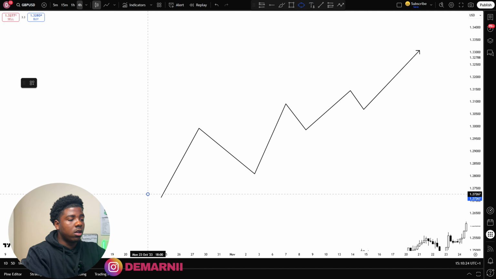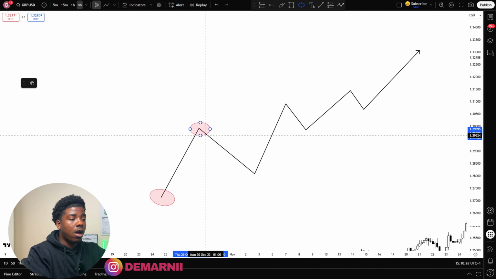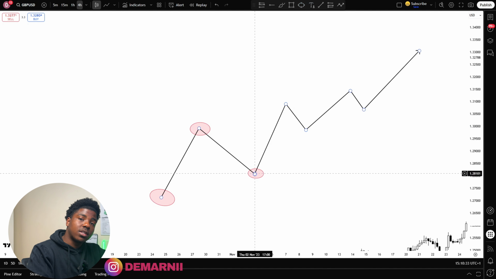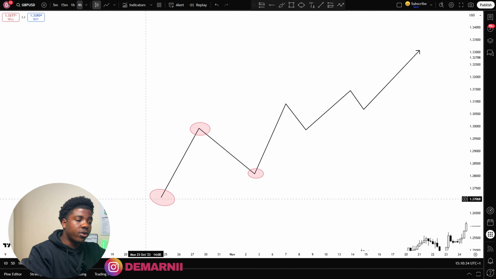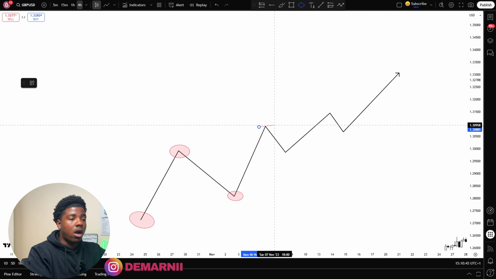We have our lowest point here where the whole move started. Then we have our higher high. Then we have our higher low, but it's not a lower low, or a change of character or break of structure, because we didn't break our highest low there. And then we have our higher high right here.